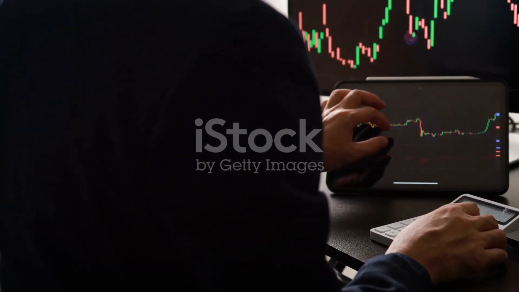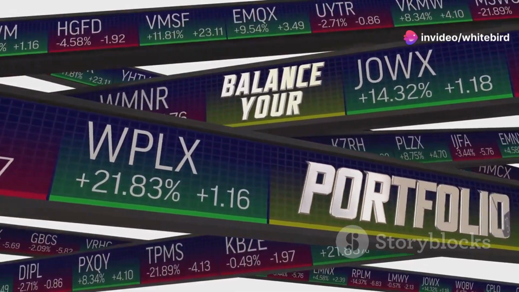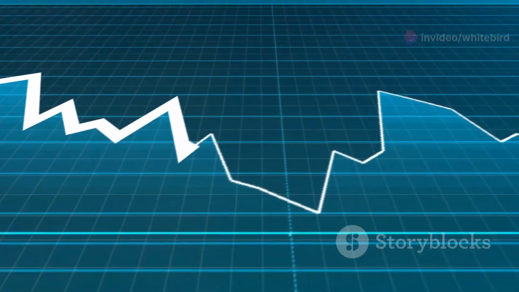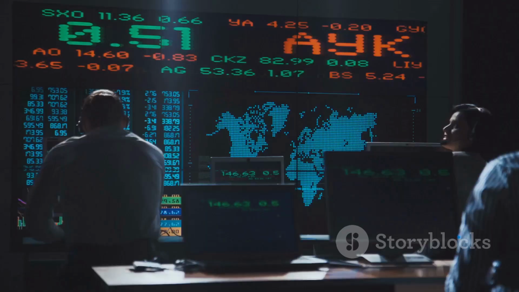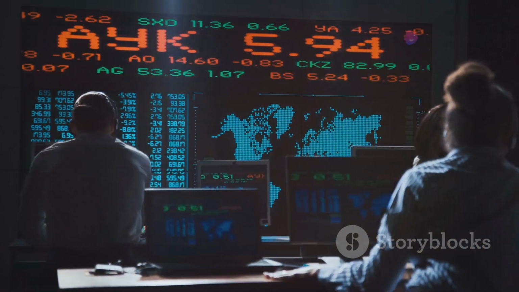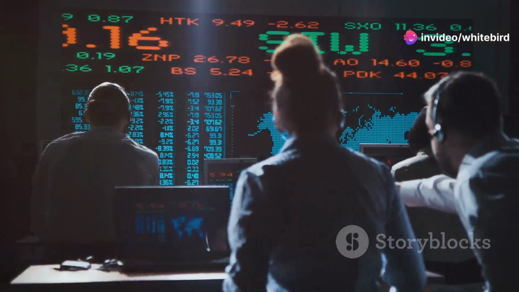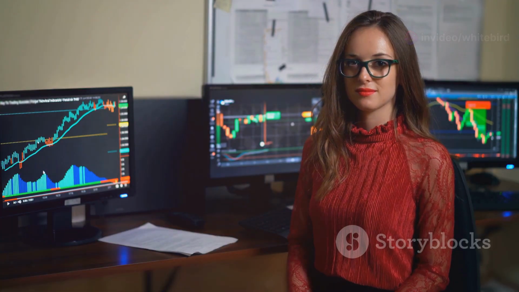The benefits of ETFs are numerous. First, diversification. By investing in an ETF, investors can gain exposure to a wide range of securities, reducing the risk associated with investing in individual stocks. Next, liquidity. ETFs trade on major stock exchanges, allowing investors to buy and sell shares throughout the trading day at market prices.